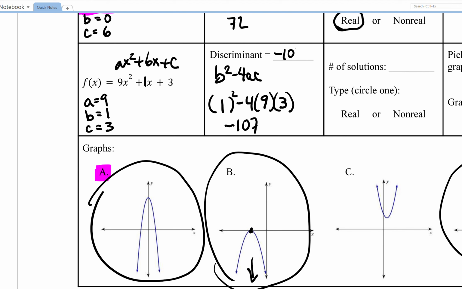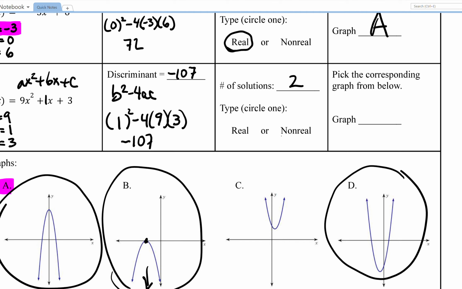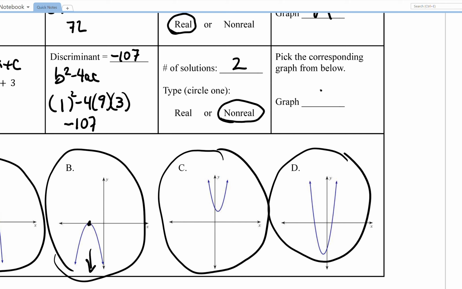The value of my discriminant is negative 107, and so the number of solutions, there will be 2, but they will be non-real solutions. And the only one left is C, but notice again that it does not touch the x-axis, and so that would be C. Thank you. Keep practicing. You're doing fine.